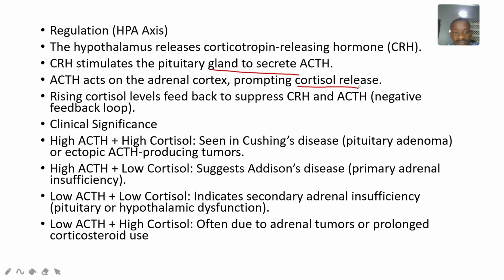So the clinical significance is, if you have high ACTH, of course you have high cortisol. You see that in Cushing's disease, Cushing's syndrome, and the rest. Sometimes there's high ACTH, but the adrenal glands are not responding to the ACTH, so there's low cortisol. You see that in Addison's disease. We'll talk about all those diseases, you don't have to worry. Then sometimes we have low ACTH and low cortisol, which shows you that there's insufficiency.